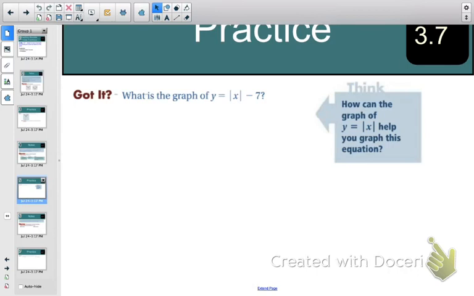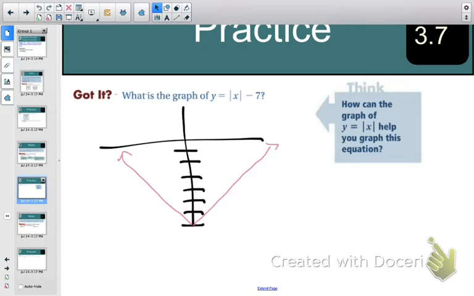Okay, so try this one. What is the graph of y equals absolute value of x minus 7? Go ahead, pause this in 3, 2, 1, pause. All right, so it should look something like this. Even though it's a minus 7, your V is still going up. It's just that everything's been shifted down 7. So your vertex is right here at 0, negative 7. So you're just shifting everything down 7 now.